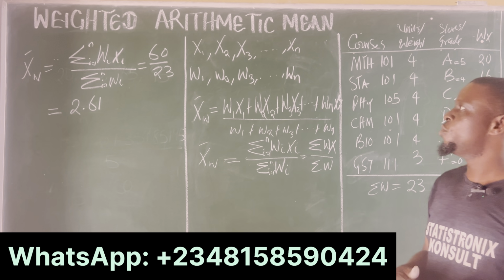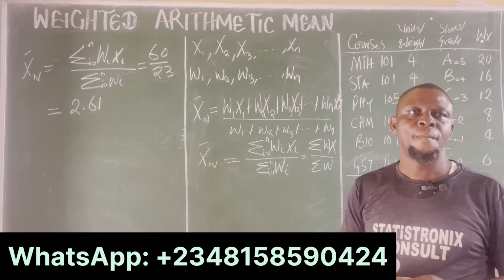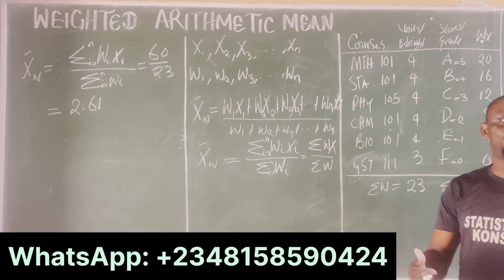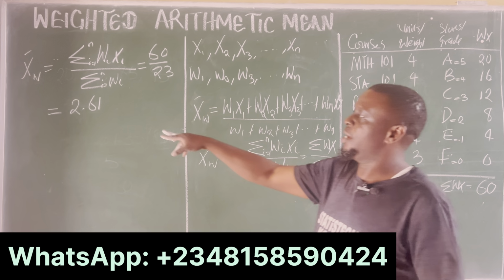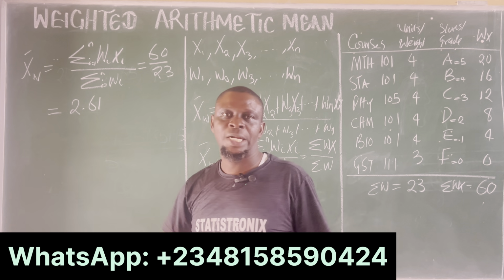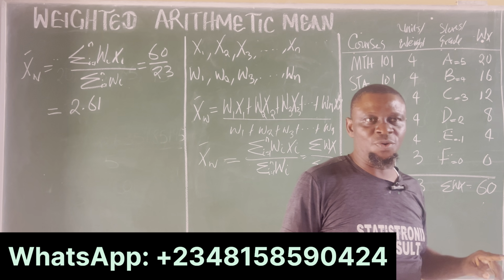Now, the question can come in a different way. Because you now have an idea, you now know how to calculate your weighted arithmetic mean. There could be a situation of missing value. For instance, here, probably say in physics, you don't know what your score is in physics, but you know what your GPA is for the semester. Right? And you are to calculate, to look for that missing value.